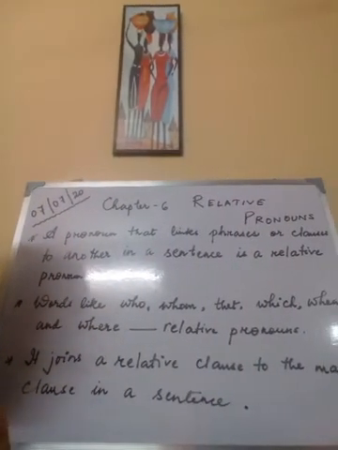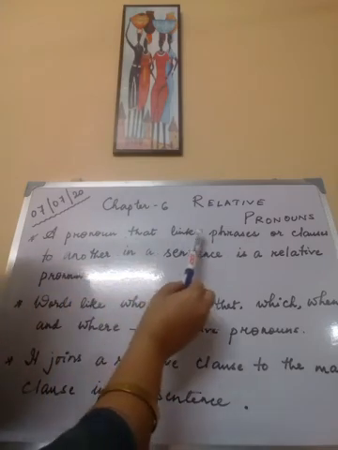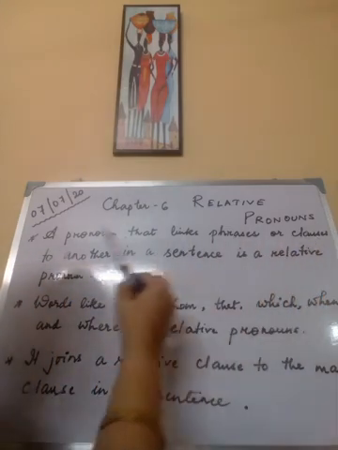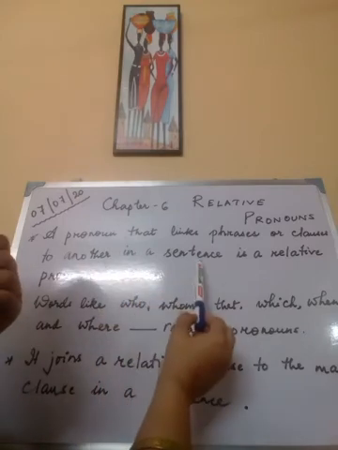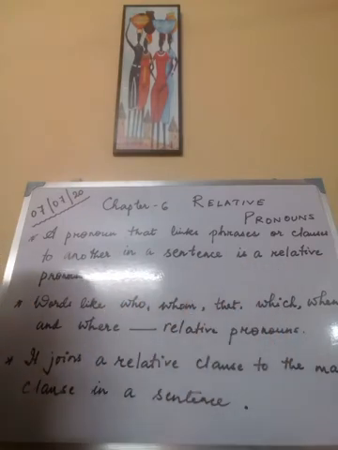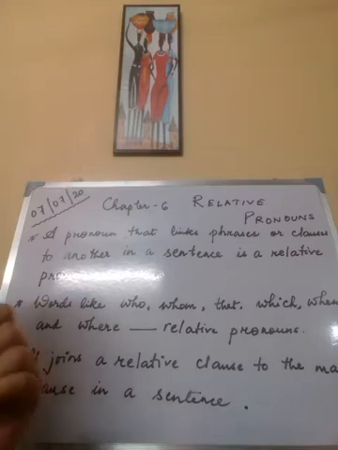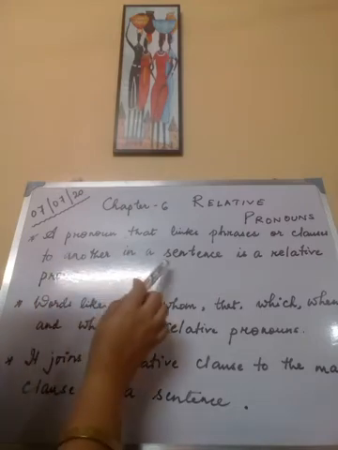As you can see here, children, this says that a pronoun that links phrases or clauses to another in a sentence is a relative pronoun. So we understand that a relative pronoun links a phrase or clause to another in a sentence.